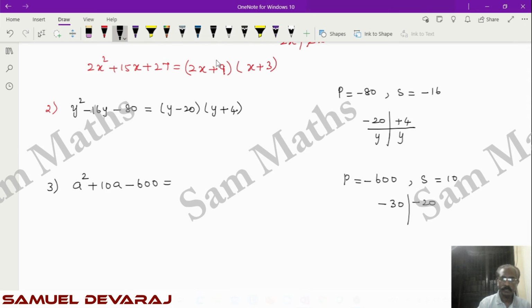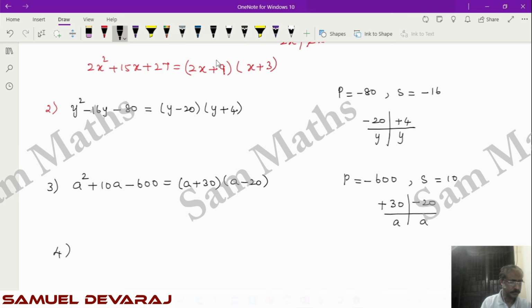So instead of minus 30, you have to take plus 30. So plus 30 and minus 20, the product will be minus 600 again. So sum is plus 10. The first term is a square, you write a. Therefore, it becomes a plus 30 into a minus 20. Can you follow, children?